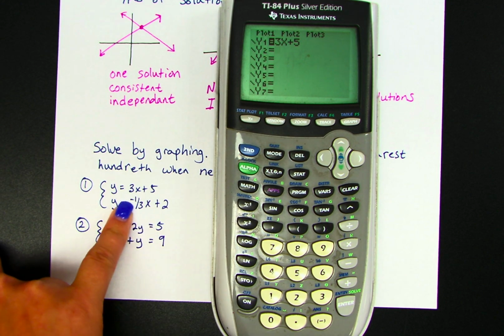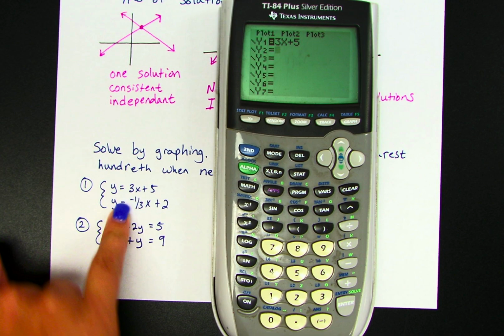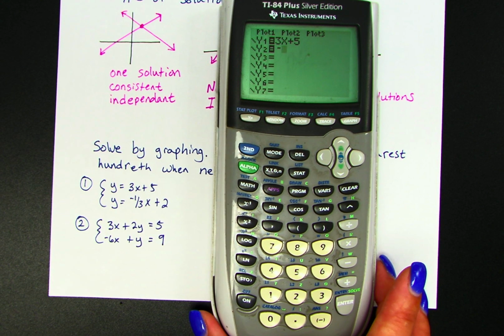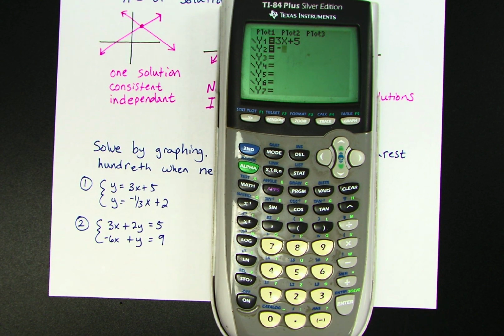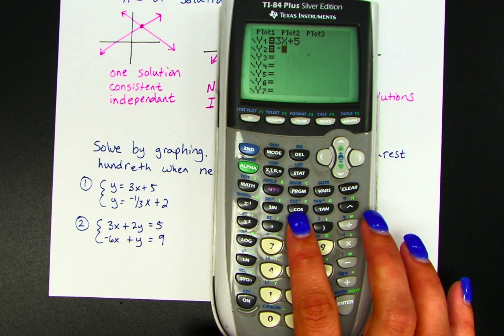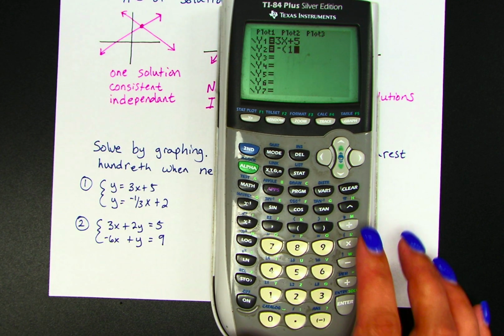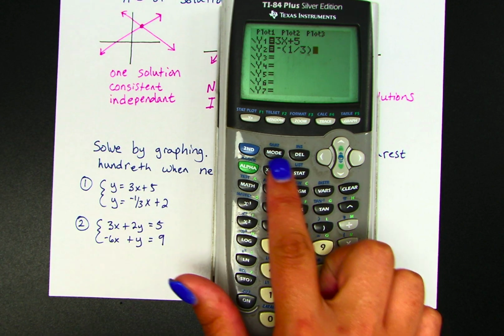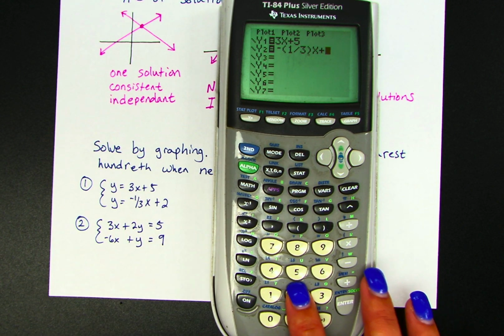Anytime we have a negative number, we need to use the negative key at the bottom of the calculator and not the subtraction key. If you use your subtraction key, you're going to get an error message. Then we can put this fraction in parentheses, so 1 divided by 3, and then we have our x key, and then plus 2.